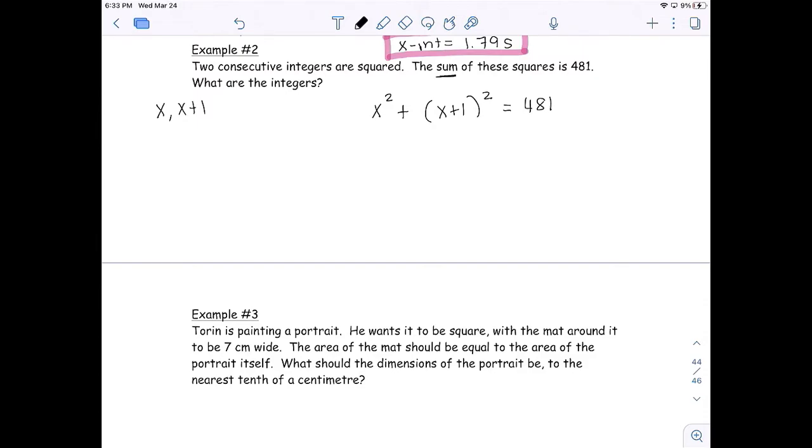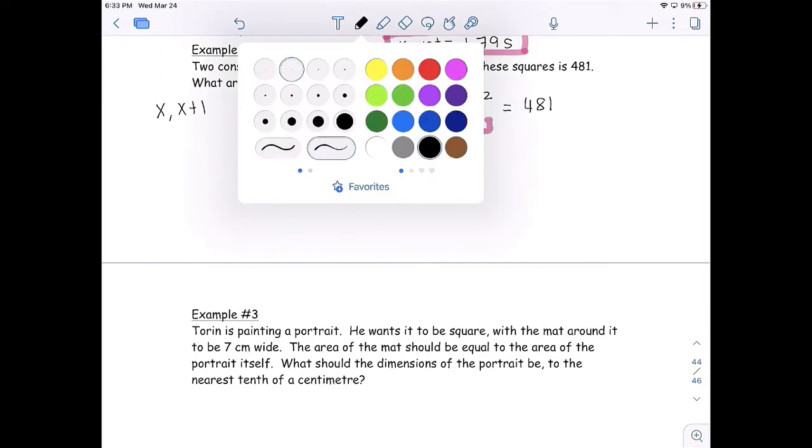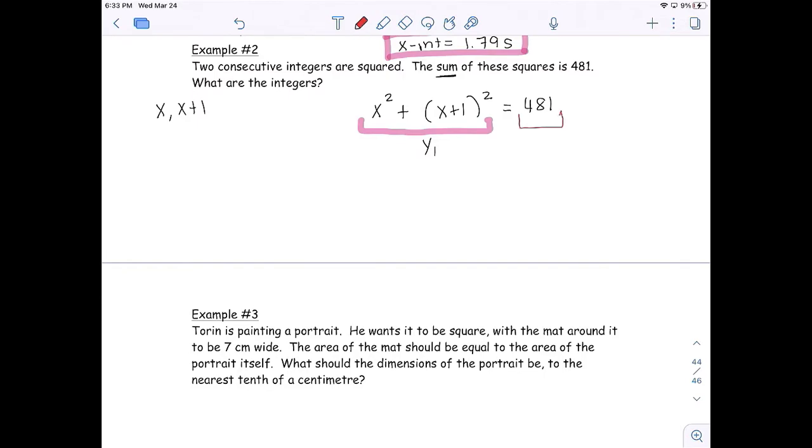So that's our equation. So this is a new step that you haven't learned before. But what we're going to do is take the left side of that equal sign, the left side of the equation, and put it in the y1 when we graph it. And then we're going to take the 481, and put that into our y2, the other equation part in our graphing calculator.